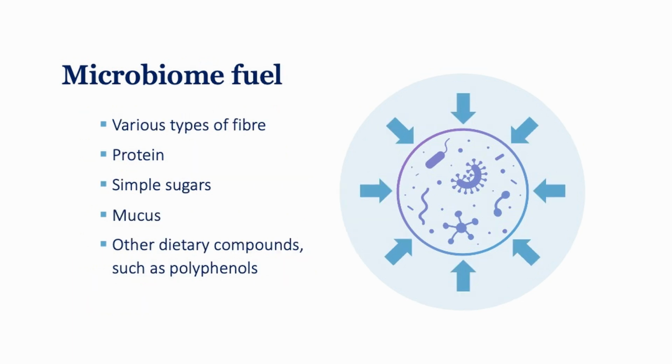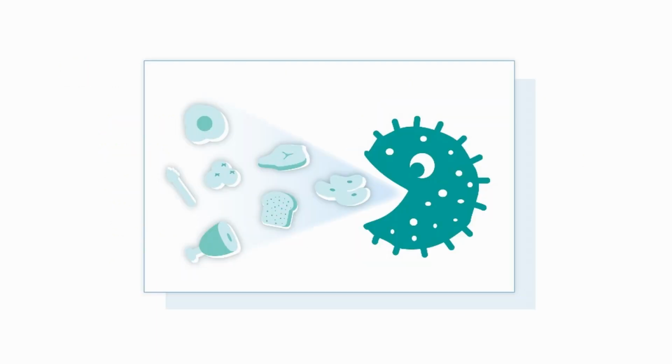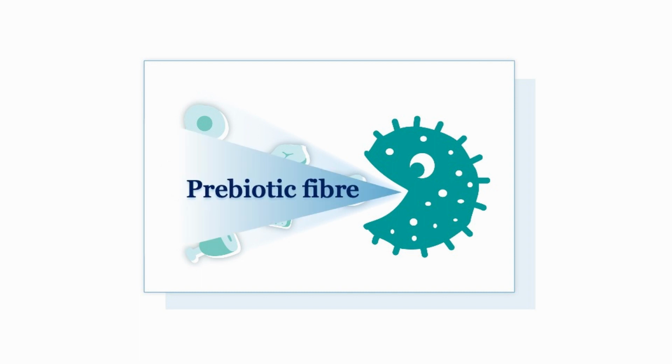And just like human beings, our microbes require fuel to function and survive. Most microorganisms will typically fuel themselves with one or a combination of fuel sources, which can include various types of fiber, protein, simple sugars, mucus, and other dietary compounds like polyphenols. Most microbes can use more than one fuel source. However, in general, if they can, they will preferentially use fiber before turning to other types of fuel.